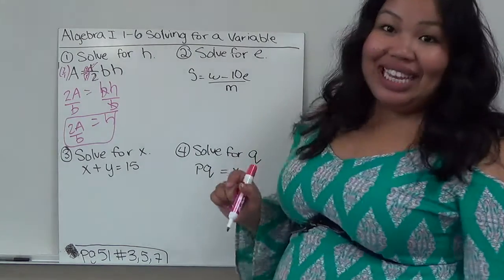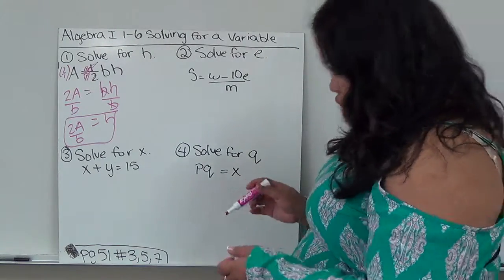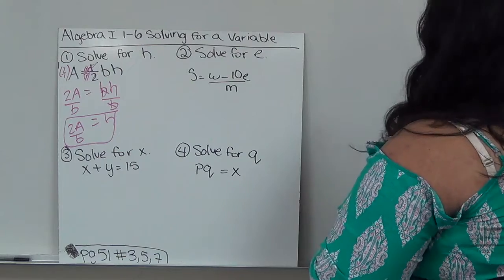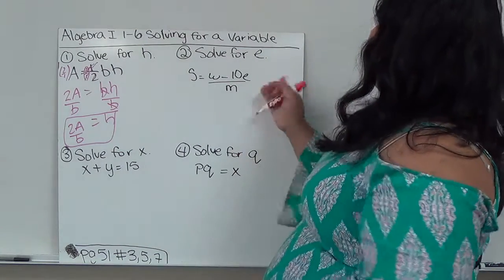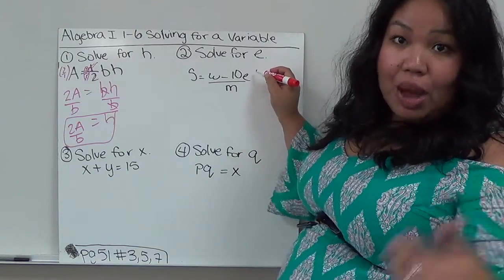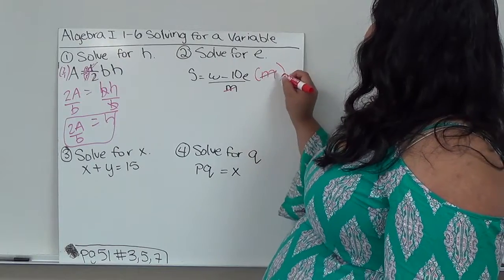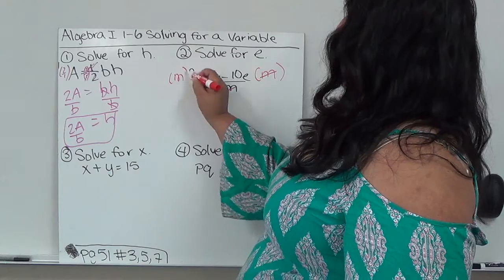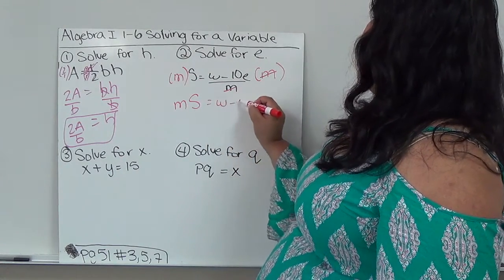I want to isolate E. In this, it's the same thing. I have to start from the furthest. Well, the furthest from E is my divided by M. Okay? In fact, I can't do anything unless I get rid of that M. So, since it's being divided by M, in order to get rid of it, I have to do the opposite, which is multiply by M. So I'm multiplying by M. This cancels out. What I do to one side, I have to do to the other. So I also have to multiply this by M. I end up with MS equals W minus 10E.